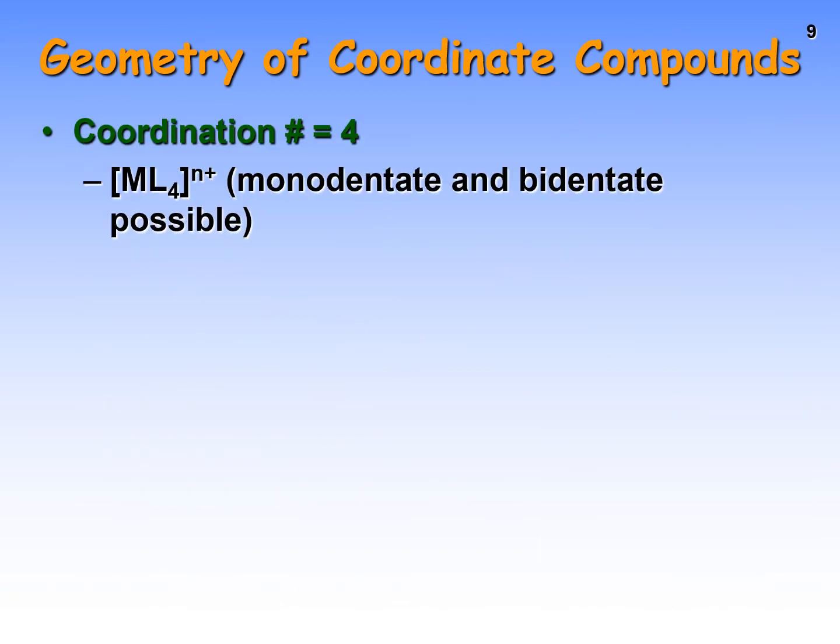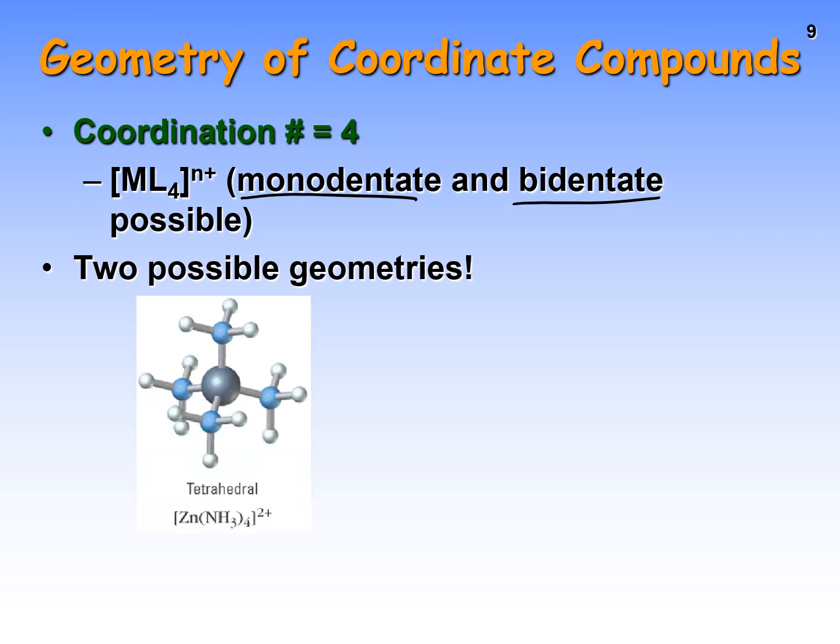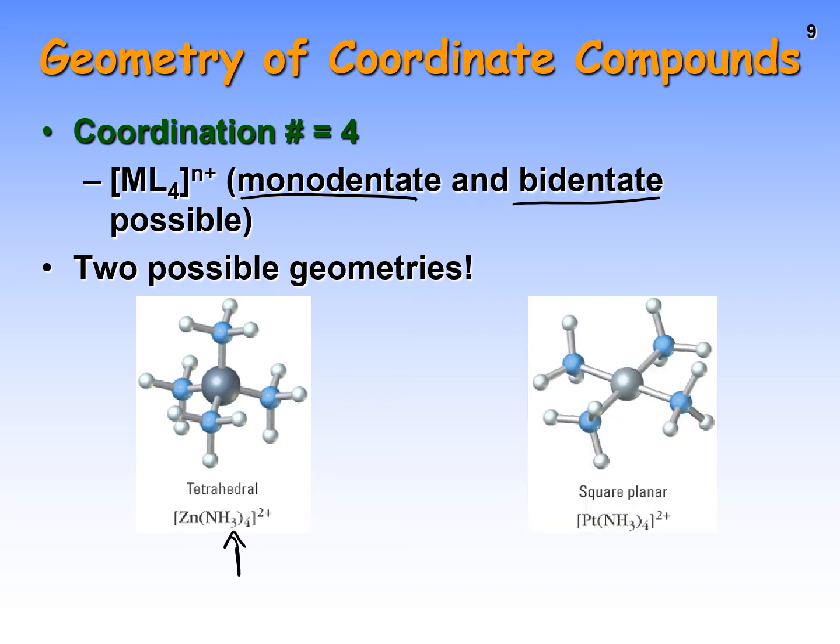Coordination 4, there's actually both monodentate and bidentate possible. You can't have tri or hexa or polydentate ligands on this. It's either mono or bi. And there are actually 2 possible geometries. So you can have a tetrahedral structure like this guy, or you can have a square planar like that guy.